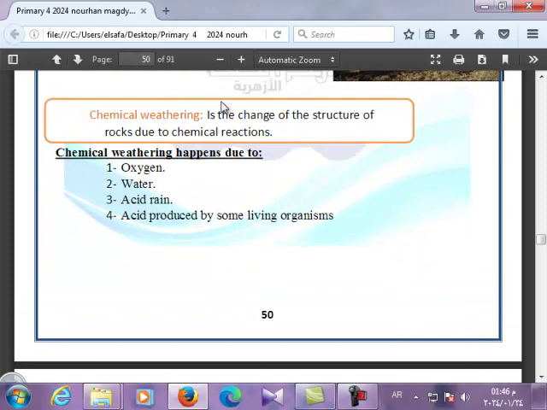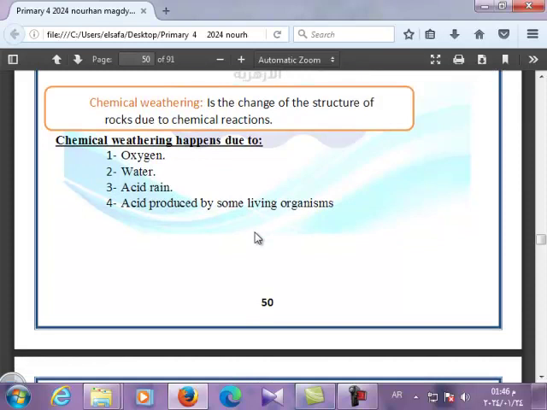Chemical weathering. What is the meaning of chemical weathering? Chemical weathering is the change of the structure of rocks due to chemical reactions. Chemical weathering happens due to oxygen, water, acid rain, or acid produced by some living organisms.